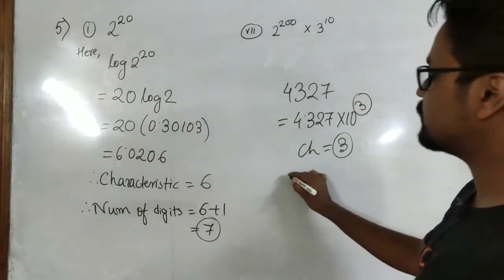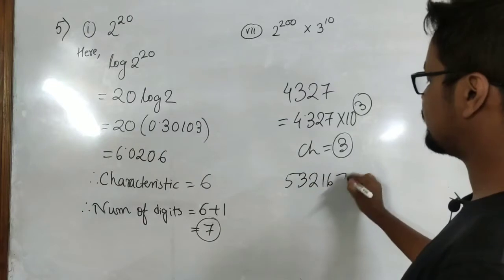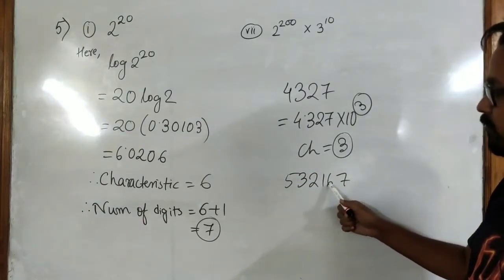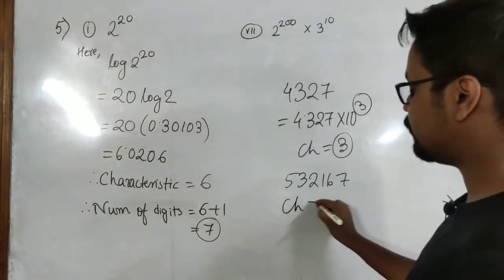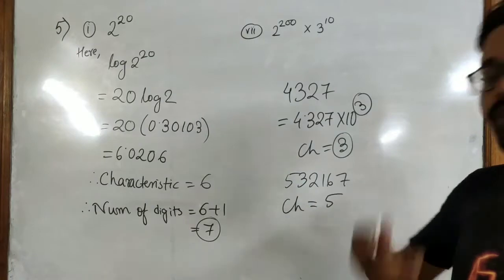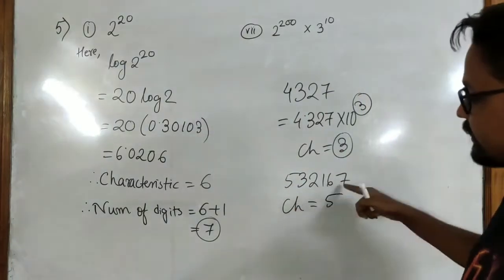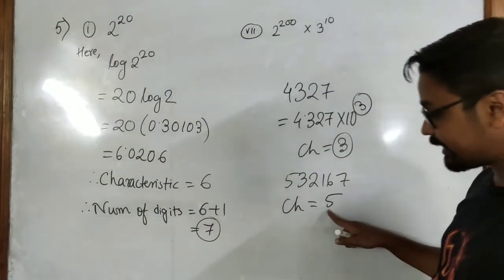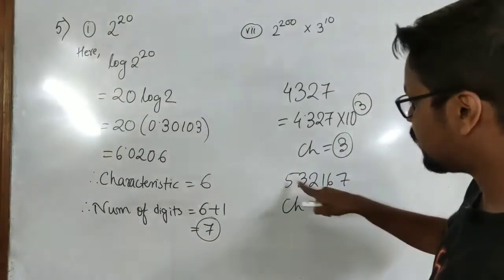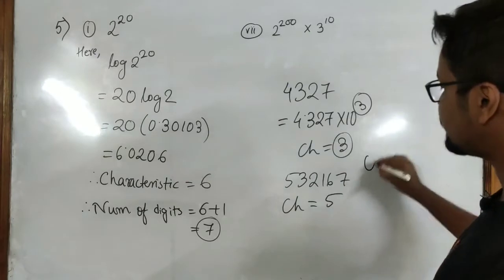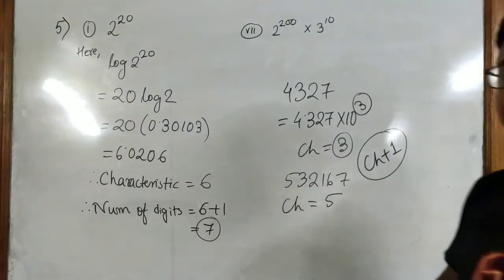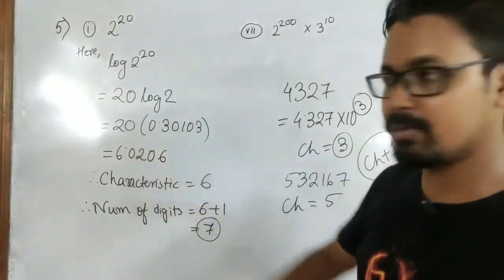If I give you another number, suppose 532167, what is the number of digits? 1, 2, 3, 4, 5, 6. What is the characteristic? If you find the characteristic, it is going to be 5. If there are n digits, we know the formula for the characteristic is n minus 1. So the characteristic is 5, which means the number of digits is 6. So it is always characteristic plus 1. Characteristic plus 1 will give us the number of digits in a given number.